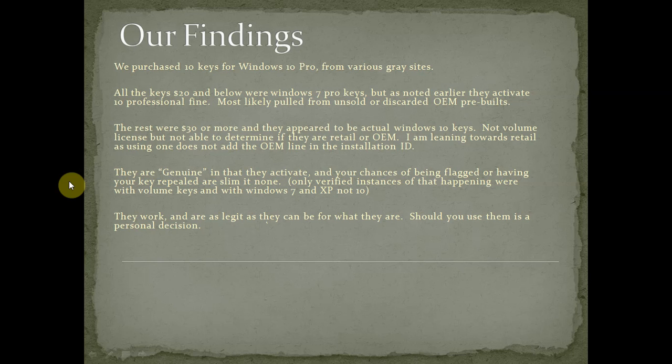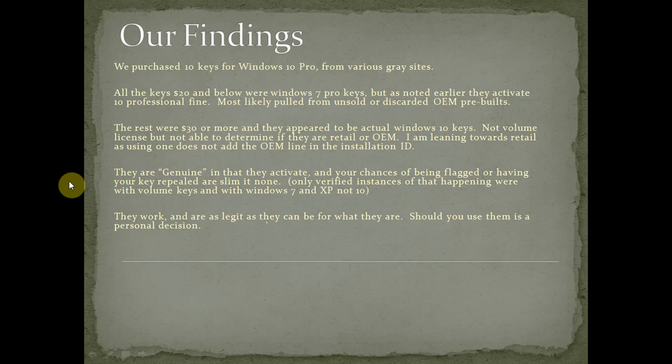I know other videos have said that they can revoke these keys and blah, blah, blah. The only time that's ever happened was with Windows 7 and XP, not Windows 10, and they were volume keys or keys posted on pirate sites. They were not keys that somebody bought. So basically, if you're going to buy one of these keys, don't share them. Use it, throw it away. But you probably shouldn't buy them.